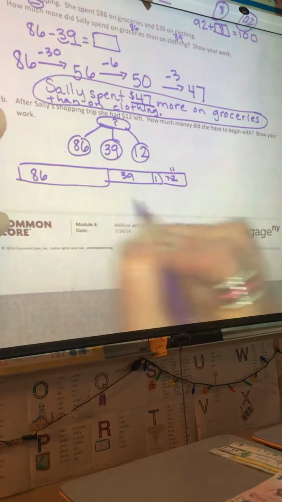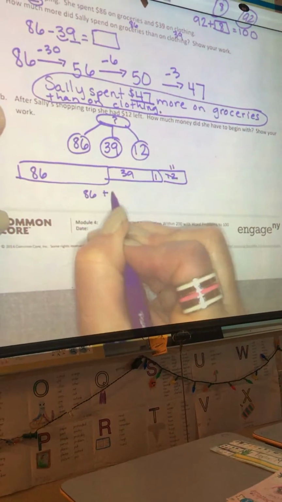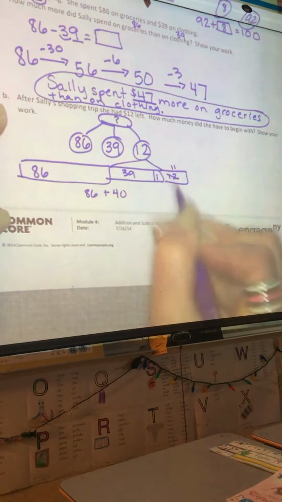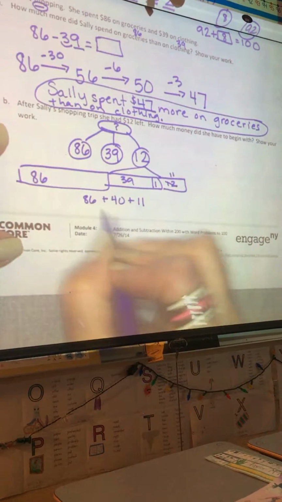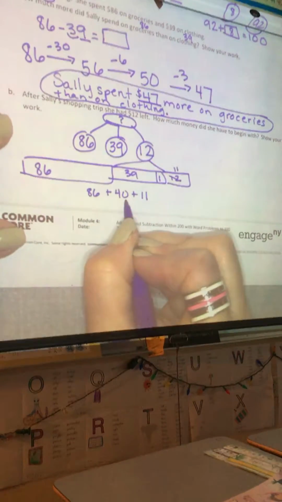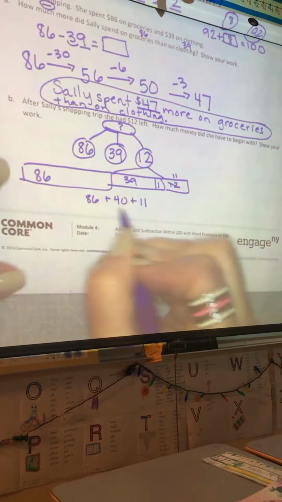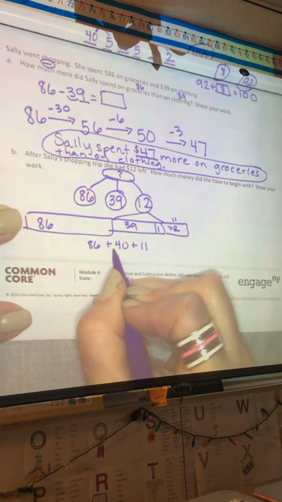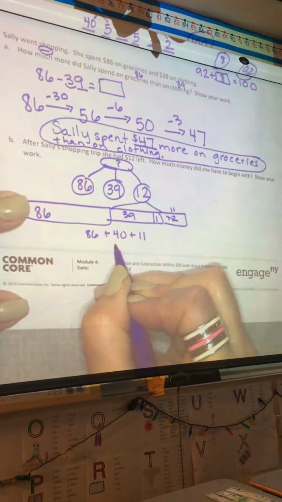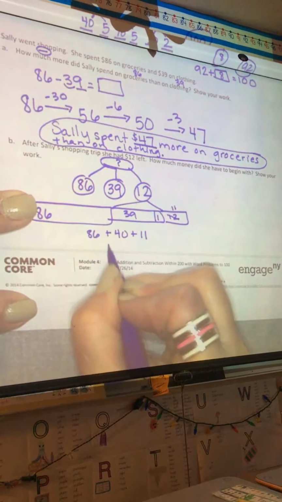So if I rewrite that part of the problem, it's now going to be 86 plus 40, these two combined, plus 11. Now that I have a 0 in the ones place here, it's easy to combine with either the 86 or the 11. I'm going to combine the 40 with the 11. I know 40 plus 11 is 51.